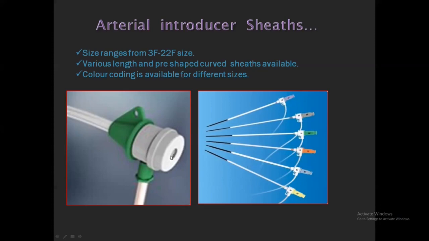And this is the area where we insert the catheter. Here you can see a small valve-like thing, which is a rubber valve. Actually, when we insert a device, it will go through this valve, and when we remove it, this valve will get closed and backflow will be prevented, so blood loss will not be there.